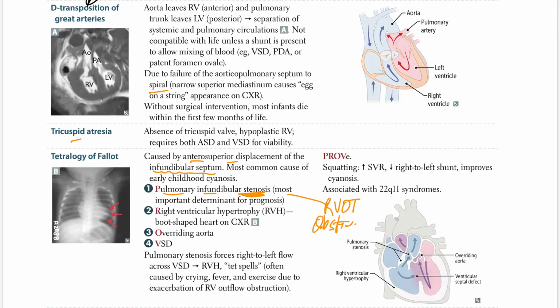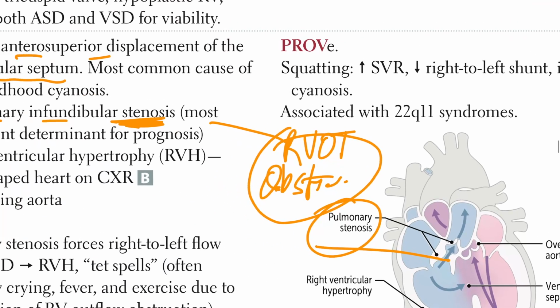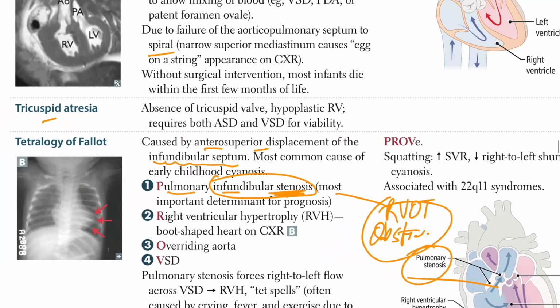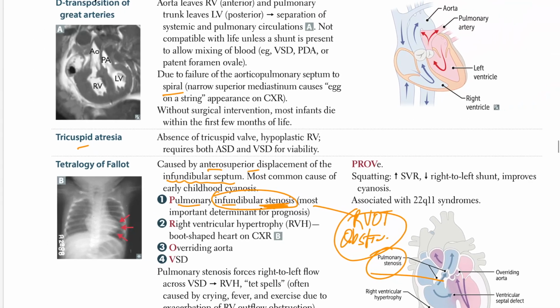which is seen, let's just zoom in, which is seen right here, what you have in the pulmonary stenosis. Here is the RVOT obstruction. Pulmonary stenosis, it is also known as RVOT obstruction. It is also known as pulmonary infundibular stenosis. Okay, three things, but one and the same thing.